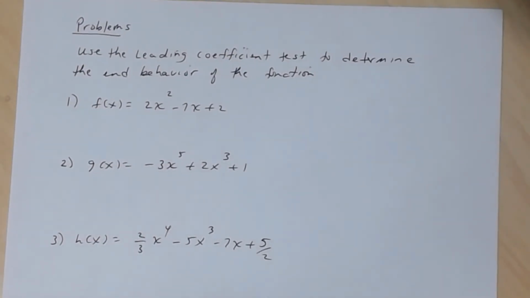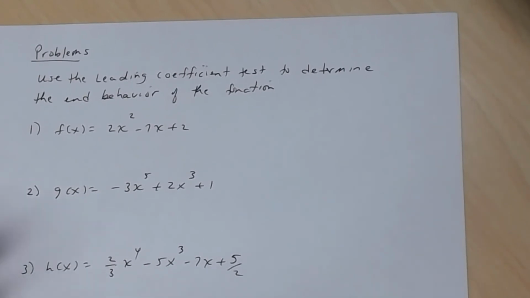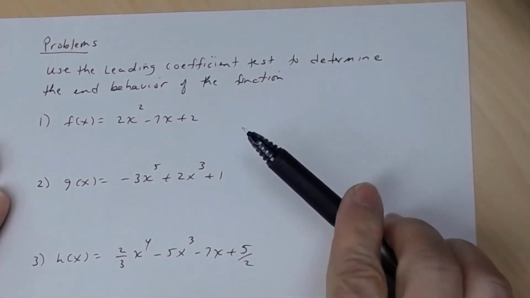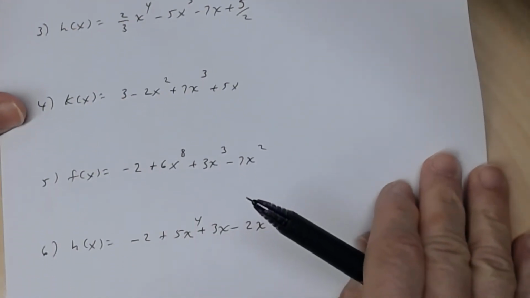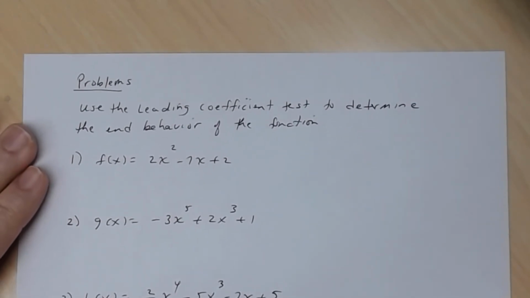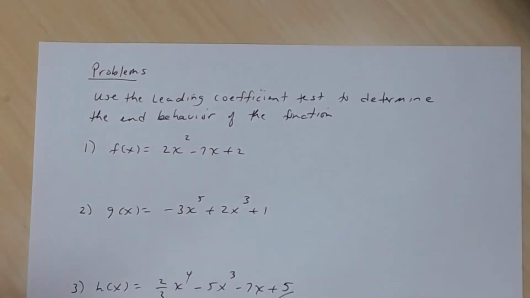All right, so this is what you've got to be able to do at this point. Now we're at the point where you'll see the kind of problems that would be on your test. There are 6 examples here, and if you can do these, you should be fine.